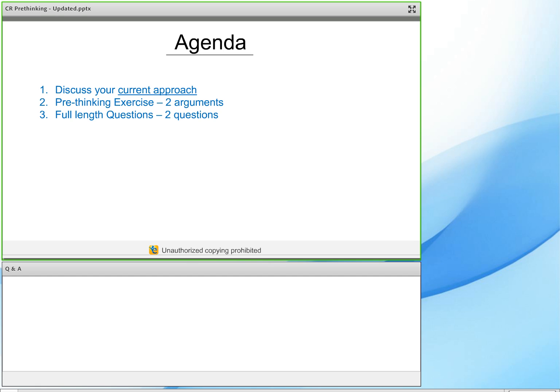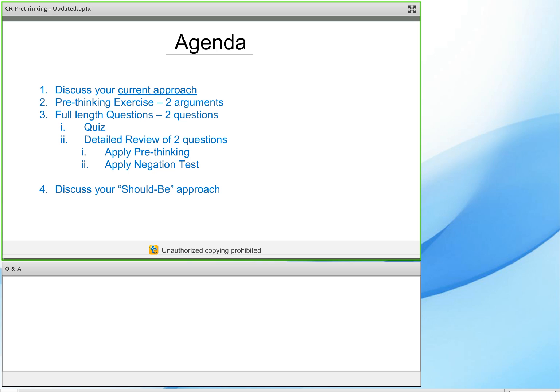Then we're going to solve 2 to 3 full-length questions. Each one of these full-length questions is an official question. And we're going to solve them as a quiz, which means you're going to solve them one after the other. Once you do that, we'll do a detailed review of these questions. And as we do that, we're going to apply pre-thinking, we're going to apply the negation test. And then we're going to discuss how can you improve on what you've learned today and become a skilled pre-thinker. And where can you get more content for practice.